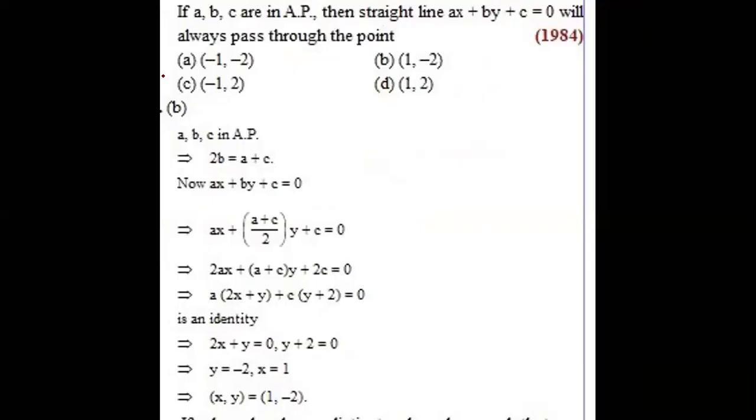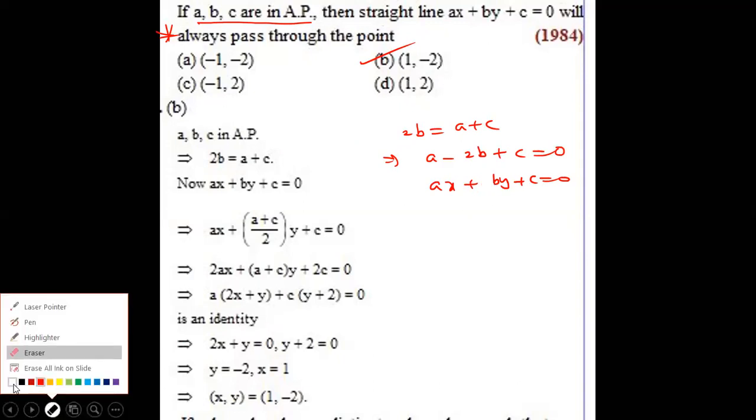Now see the previous IIT question. Dear students, a, b, c are in AP. Then the straight line is always passing through a point. Which point? How? Simply I'm giving this. From this case, 2b is equal to a plus c, means how to write, dear students? a minus 2b plus c. This is a simple method I'm giving. And ax plus by plus c is equal to 0. Both are family of lines. This was already discussed in pair of straight lines.